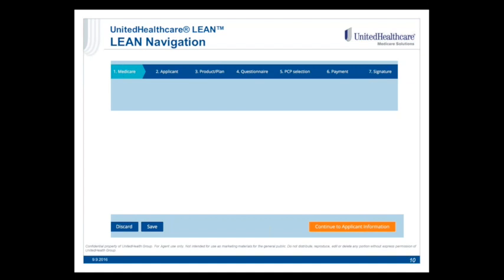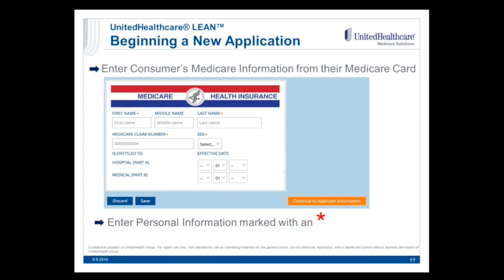So you want to be really careful if you do save an app. And then once you're here, just continue to start adding the information. It's just like a regular application. You start with the Medicare information. It looks like the card, so it makes it really easy. If you have that Medicare card in front of you, you could just go ahead, put in the information that's on the card. Can't continue until you have all of that information completed when it's required.